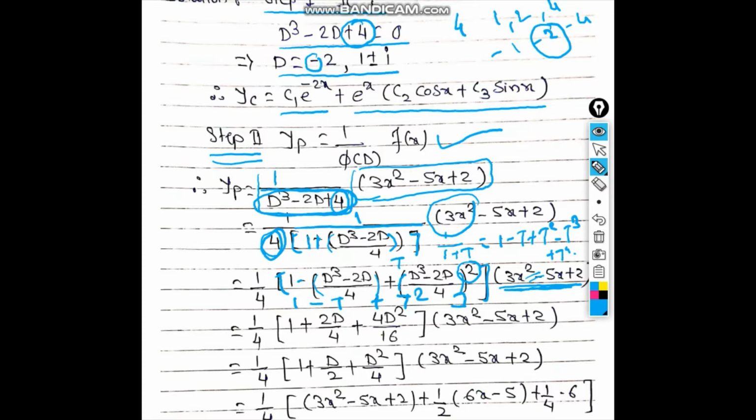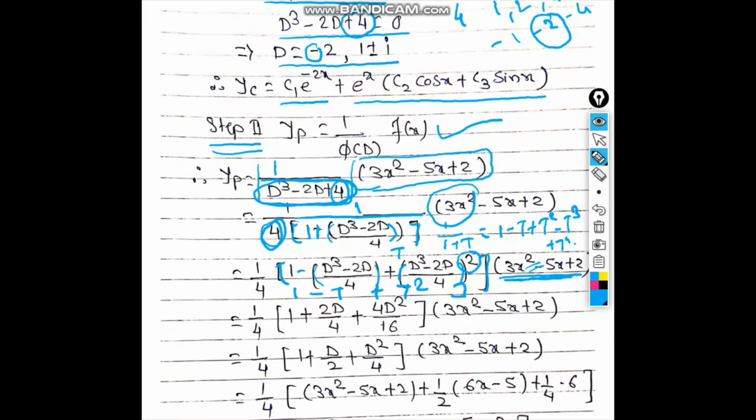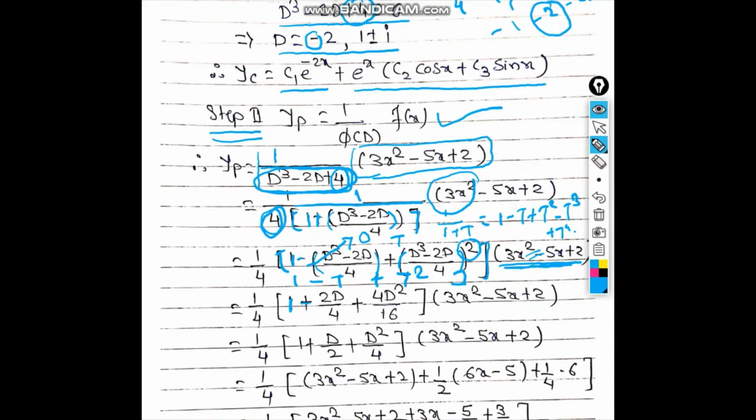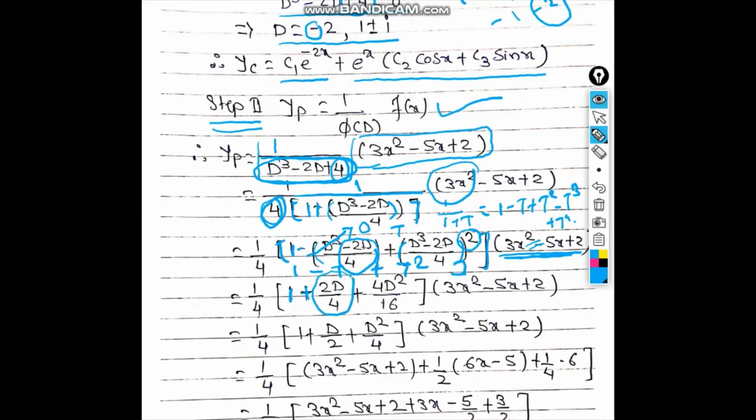So what I have done here: the first one is written as it is, 1. Then this d cube term is 0 and ignored, because the third derivative of 3x square is 0. So we are left with minus 2d upon 4, and with the outside bracket minus sign, minus minus becomes plus 2d by 4. So from this term only this term appeared here as it is, that is 2d by 4.